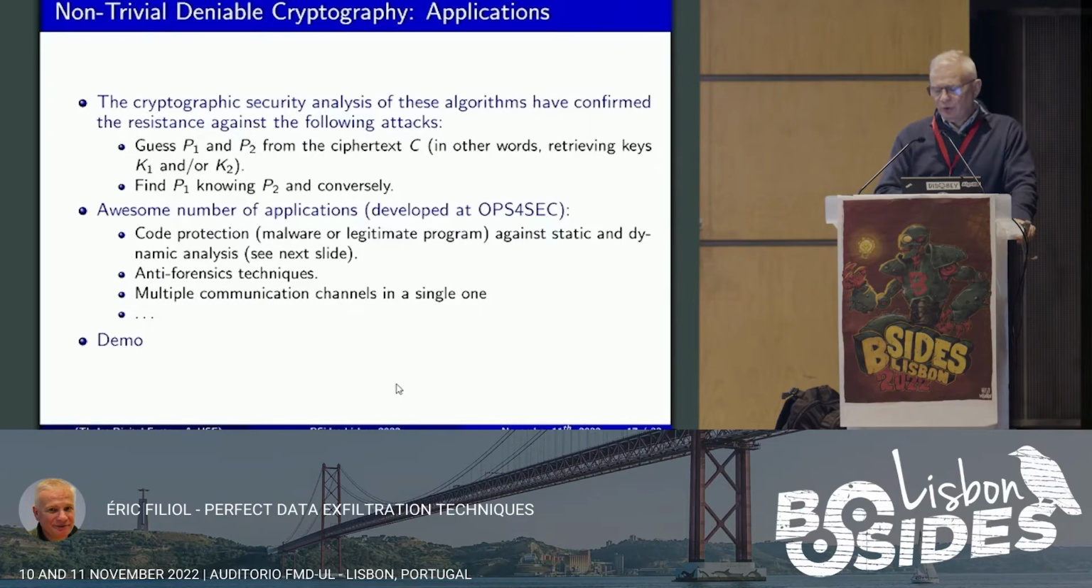So of course, I'm going to present the use in the context of malware, but there are a lot of legitimate applications we have developed with a research and development company. So code protection, not only malware but also legitimate programs, anti-forensic techniques, and we are currently working on multi-communication channels. You have only one encrypted channel, but depending on the key, you can access one or two channels of communication. So for the demo, I will not be able to do it now, but right after the talk, I can show you on my other computer.